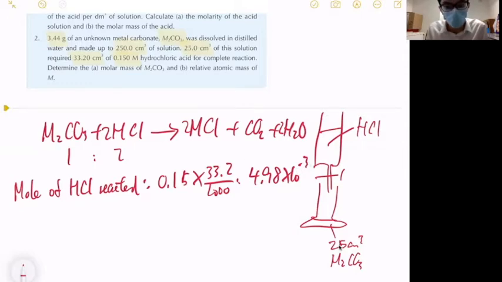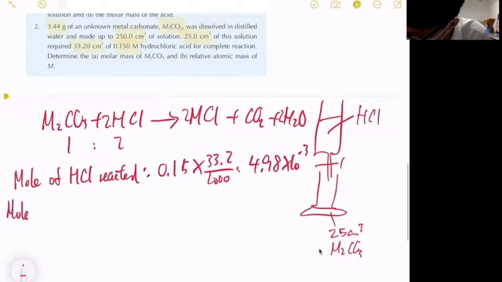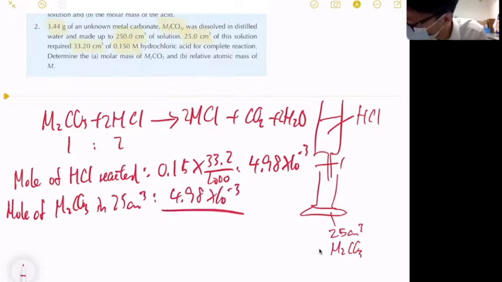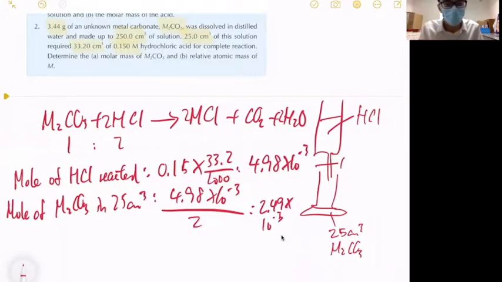And afterwards, when we know we have reacted 4.98 times 10 to the power of -3, we will also know the number of mole of M2CO3 in 25 cm cube, right? The moles of M2CO3 in 25 cm cube will be 4.98 times 10 to the power of -3 divided by 2. So divide by 2, and you will get 2.49 times 10 to the power of -3. In 25 cm cube, we have 2.49 times 10 to the power of -3 moles of M2CO3.